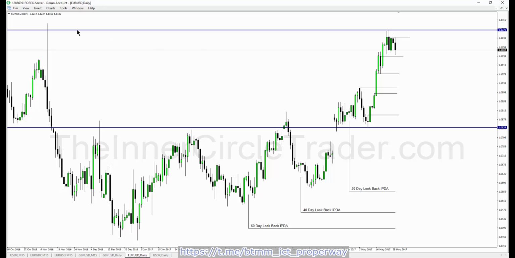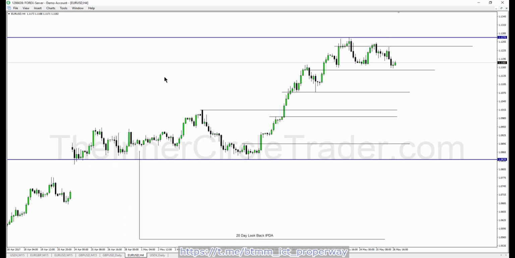So let's go down into a 4-hour chart. Okay, here we are on a 4-hour chart for the Euro Dollar. And you can see all the daily PD arrays in the last 20 trading days look back for IPDA. We can see where IPDA will be looking to consider where liquidity may be resting, giving traders at the bank level an opportunity to get in and capitalize orders, whether it be long or short.